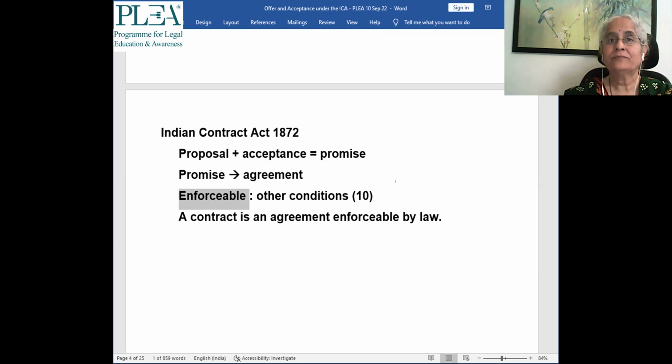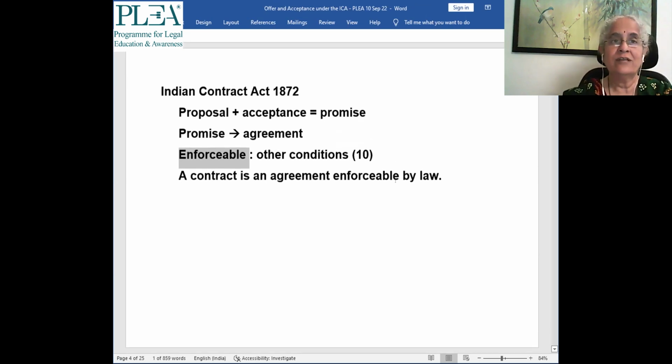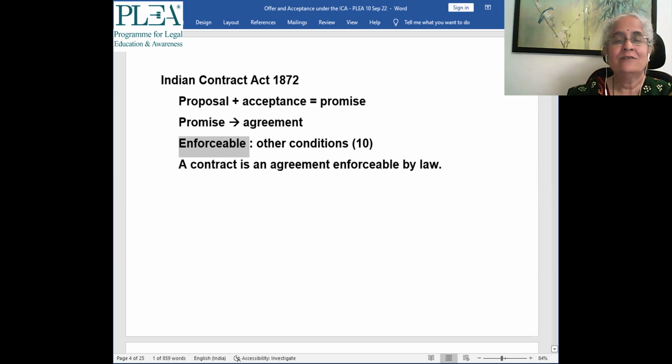In fact, the Contract Act simply says if the agreement is enforceable, it's a contract. And Section 10, I've mentioned the number 10 in bracket. Section 10 says all agreements are contracts if the parties are competent, etc., etc.